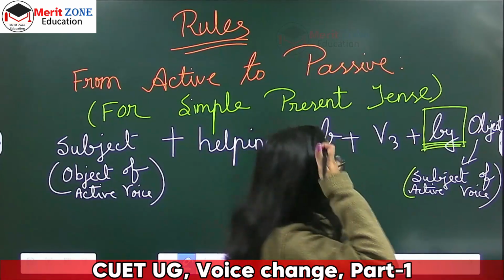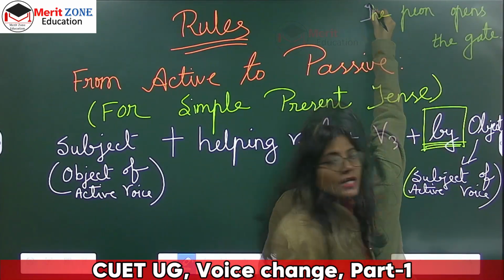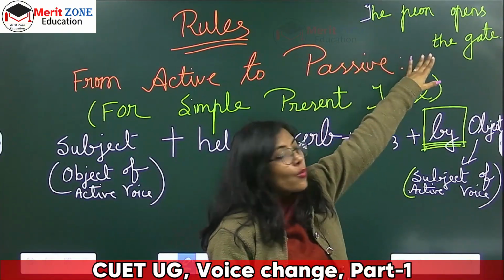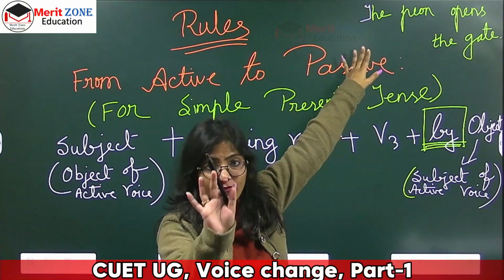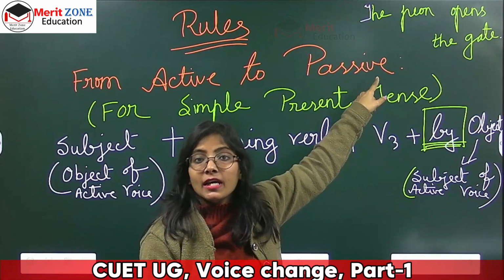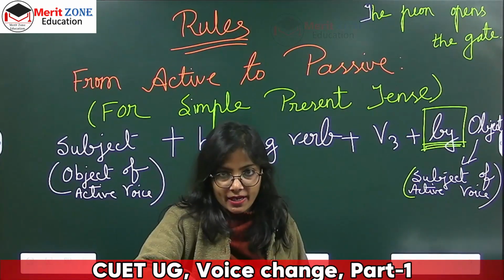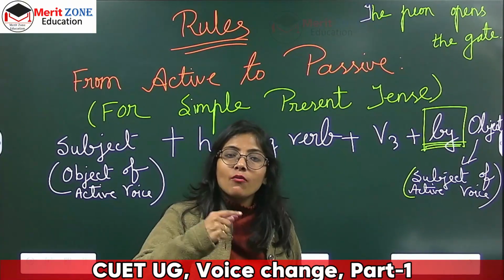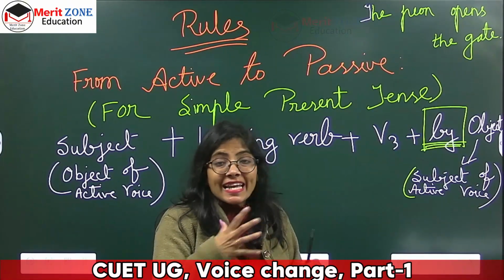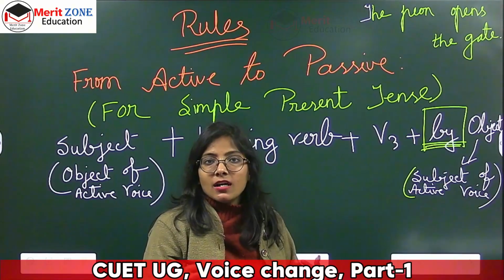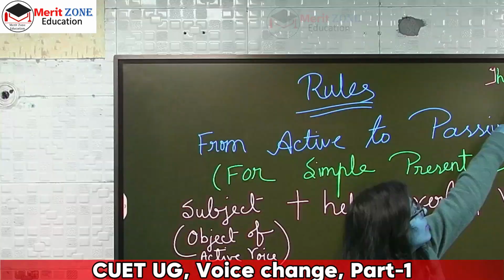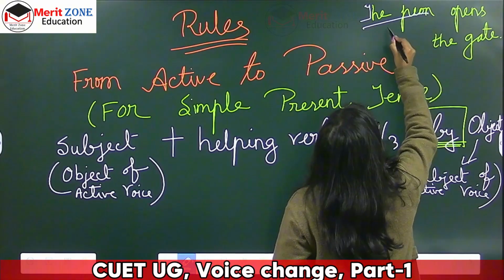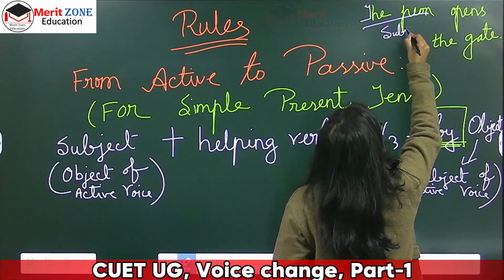So if I tell you the sentence here, look at this: The peon opens the gate. Now here, where is the subject? Let's find out. First we have to understand that this sentence is in active voice, because here the subject is doing the work himself, right? In active voice the subject, that is the doer, does the work all by himself. He doesn't take help from anybody. So this is the subject here. I'll just underline it.